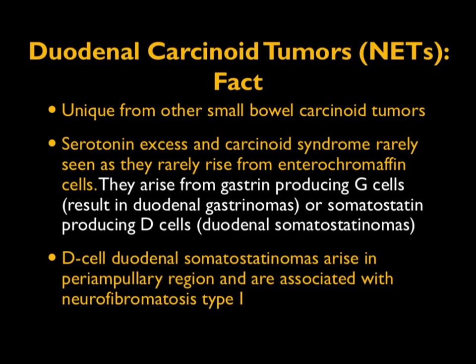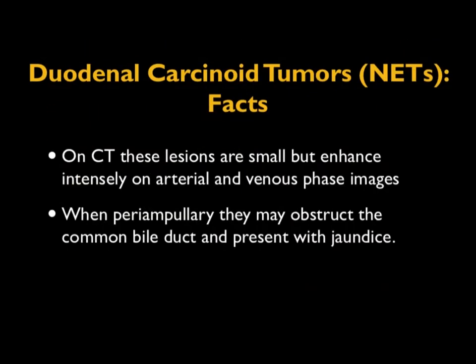D-cell duodenal somatostatinomas arise in the periampullary region and are associated with neurofibromatosis type 1, and I'm going to show you that in a little bit. On CT, the lesions are small but enhance brightly on both arterial and venous phase imaging, and if they're critically located, they can obstruct the common duct.